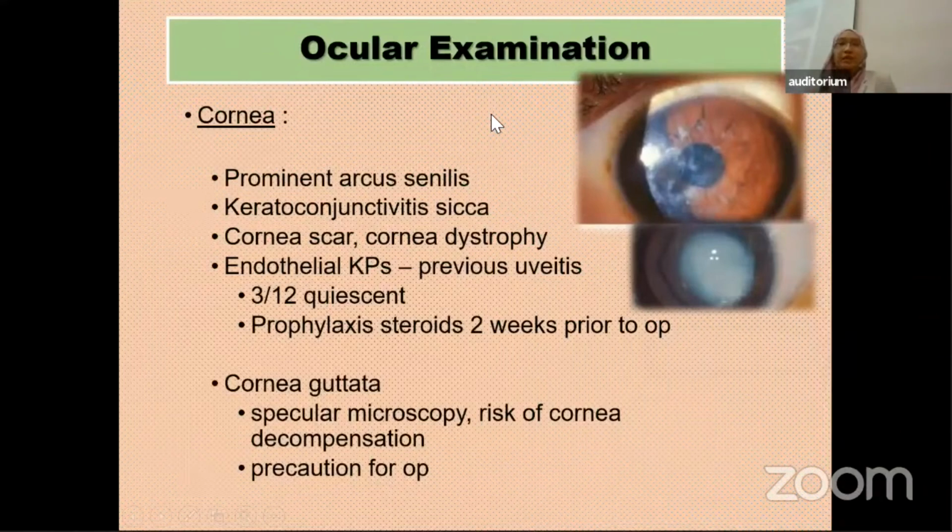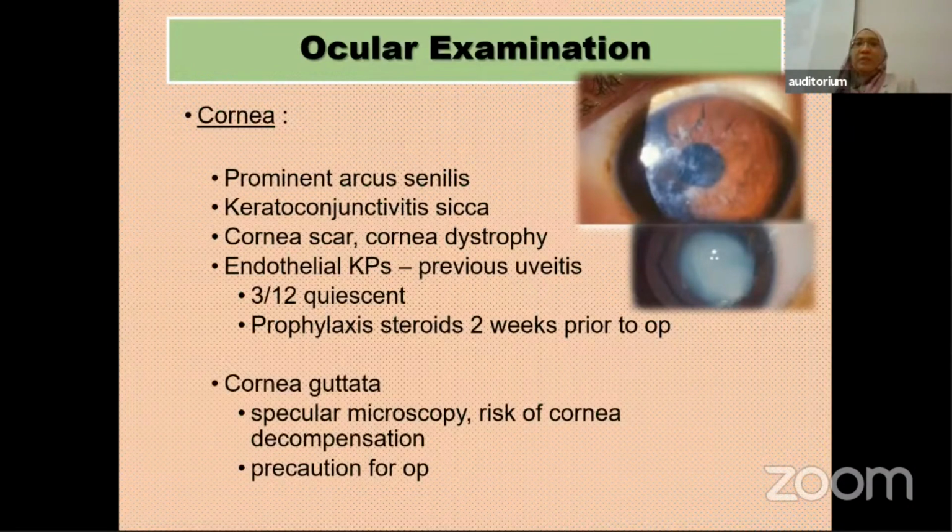For the cornea, most of the patients, because elderly patients, will have the prominent arcus senilis, but generally actually have no real difficulty for the straightforward cataract surgery. But sometimes it might have some difficulty, especially for the beginners, the young surgeon, okay?